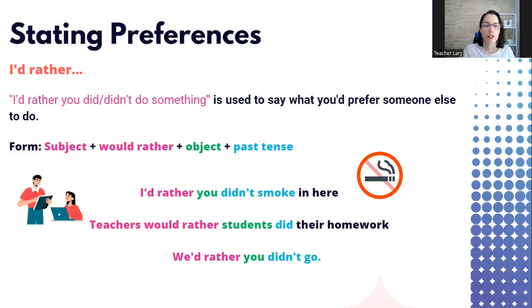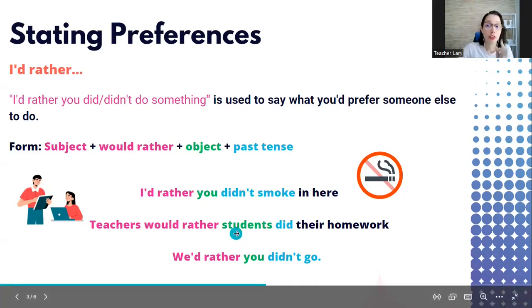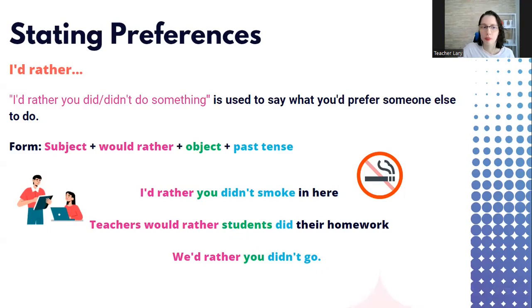Okay? For example, I'd rather you didn't smoke in here. Teachers would rather students did their homework. I'd rather you didn't go. Okay, that's very important to understand. We use this form, subject, would rather, the person that we want to do something, and the past tense. Okay.